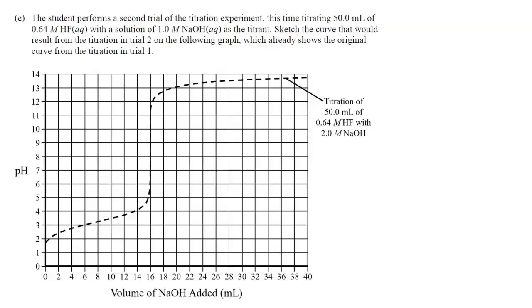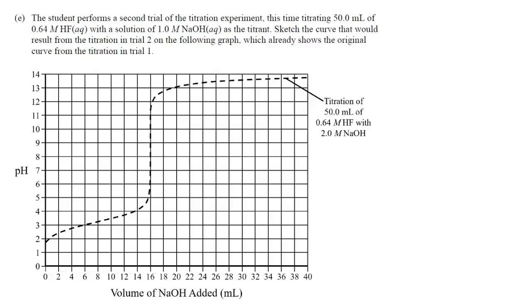So the only change that is being made from trial 1 to trial 2 is the concentration of the sodium hydroxide is changing from 2 molar to 1 molar. We're not changing anything about the volume or the concentration of the hydrofluoric acid. We're simply reducing the concentration of the titrant, the sodium hydroxide, from 2 molar to 1 molar. Let's go ahead and process the number of moles of hydrofluoric acid that is being used in each of these trials. So remember that volume times molarity equals moles.